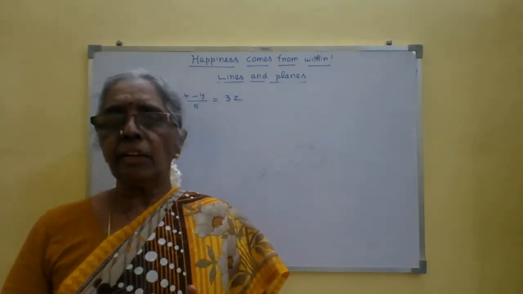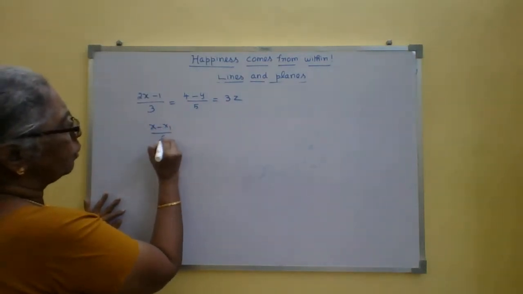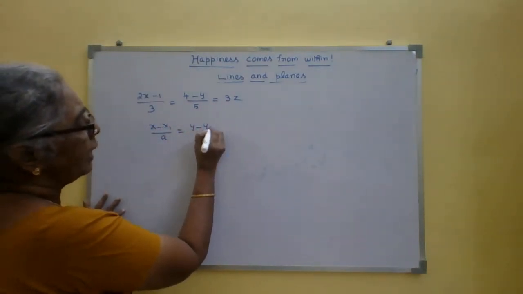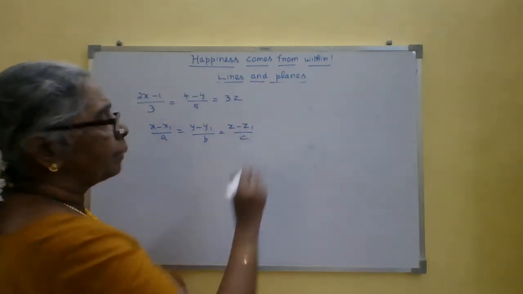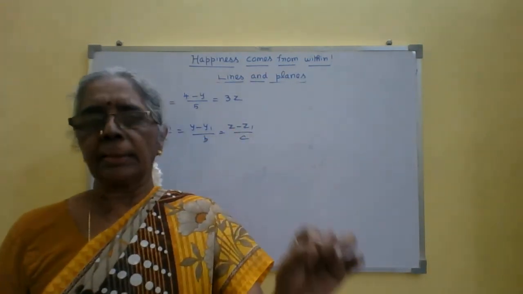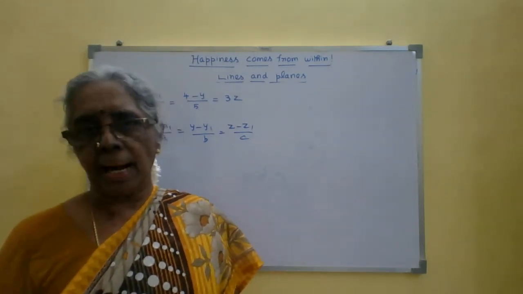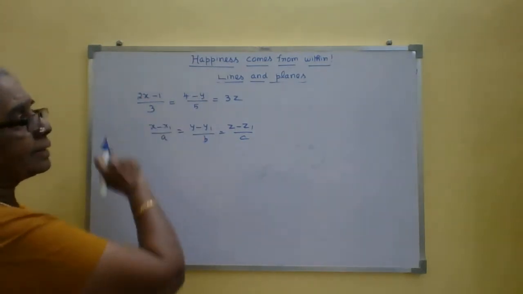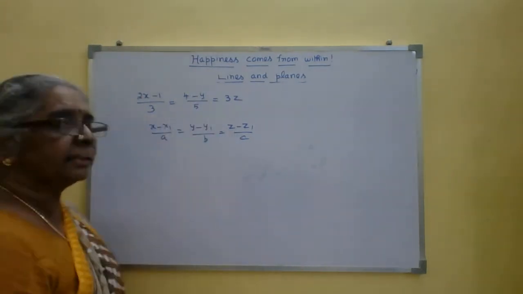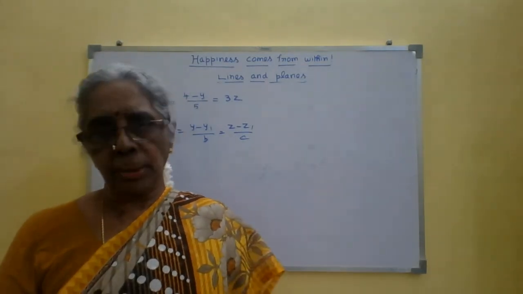Now, the standard form means, in the formula you have (x minus x1)/a = (y minus y1)/b = (z minus z1)/c. Here the coefficients of x, y, z should be plus 1. That is called a standard form. So here you can see the x has a 2, the y has a negation, the z has a 3. So it is not in the standard form. So how to convert it to the standard form?